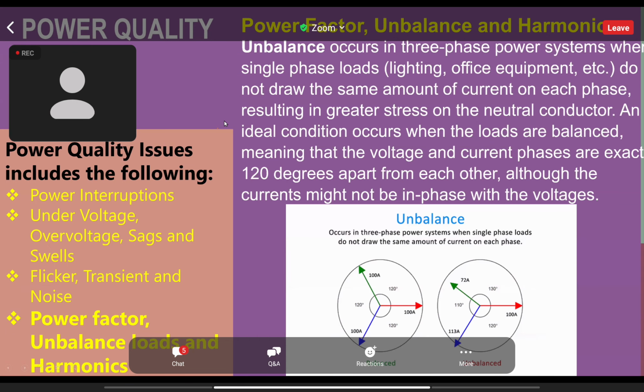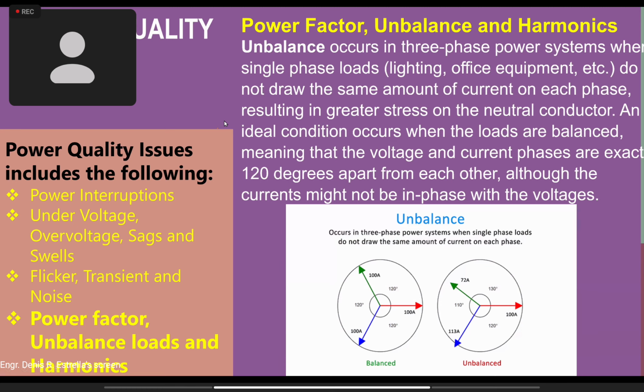Okay, next we have the unbalanced load. Is it a problem to have an unbalanced load? Yes, it is a problem. Kasi pag ang voltage mo is not balanced, so halimbawa, ang voltage mo is 200 volts and 240 and 240, our equipment will not perform effectively.